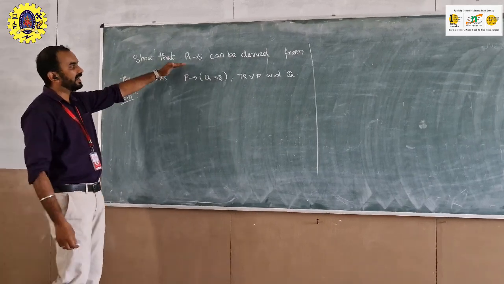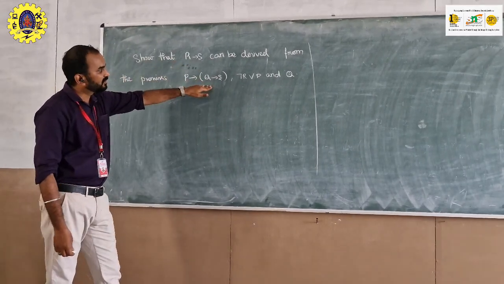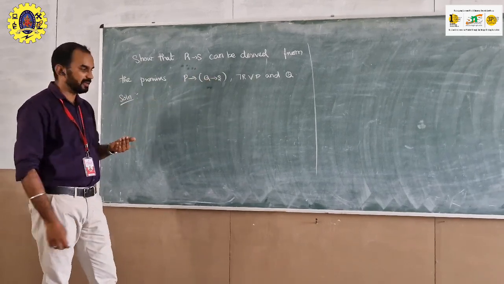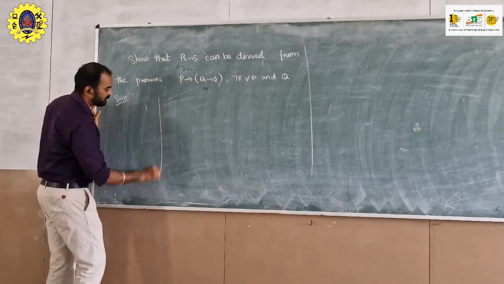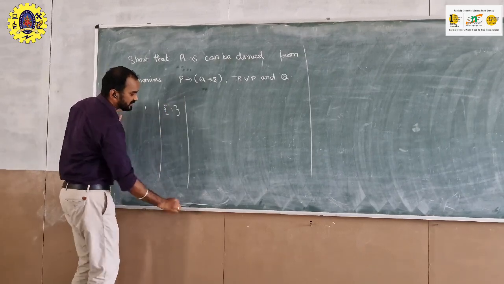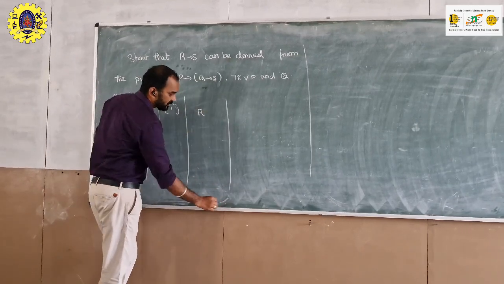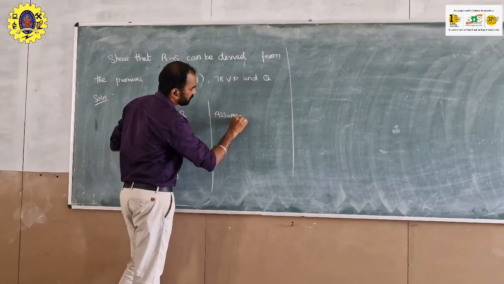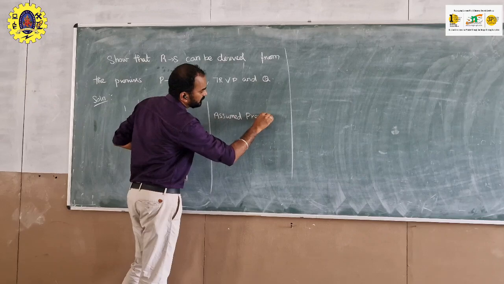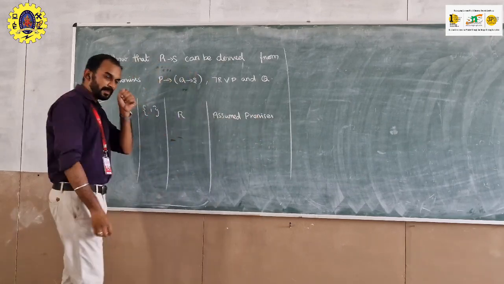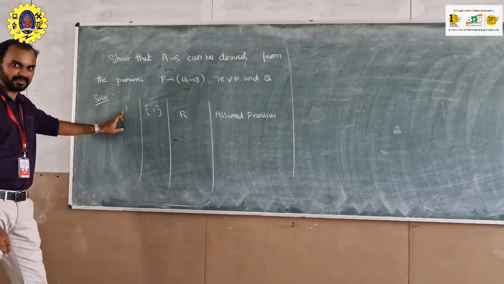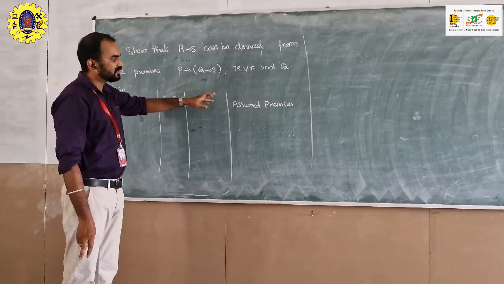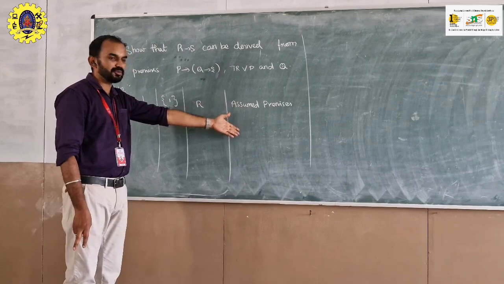Here our answer is R then S, but in the given premises there is no R. So I introduce R as an assumed premise. Step number 1, I introduce the first premise as R. R is an assumed premise. First column is step number, second column is premises number, third is premises, and the fourth one is the rule we have to apply. We have to mention it.